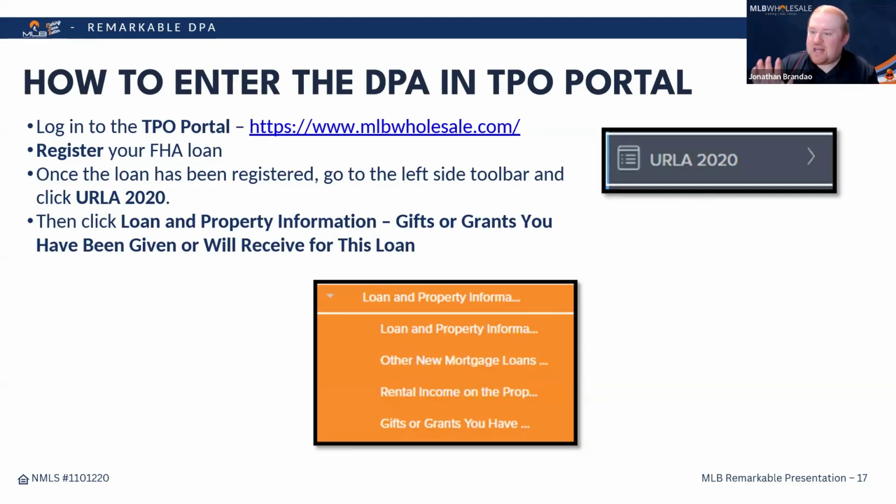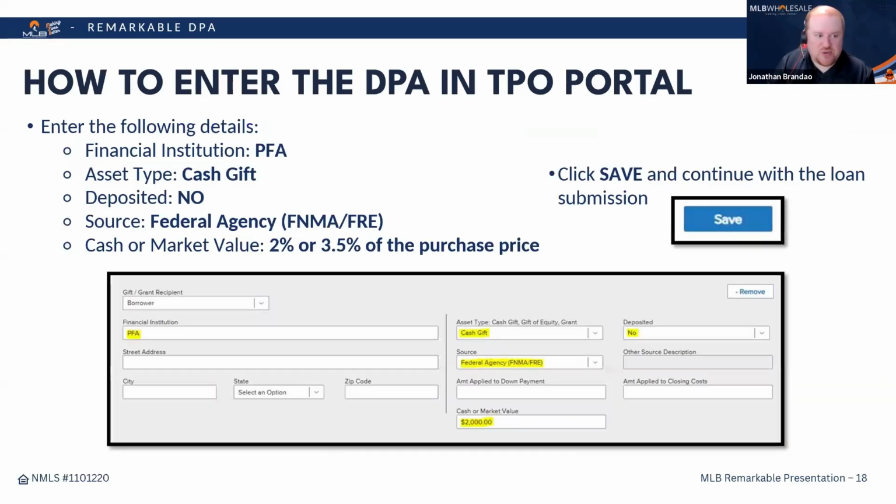But once you go ahead and actually upload it, you do need to go into your IRLA 2020, your 1003 basically. Then you're going to go to loan and property information. That's the gifts or grants you have been given or will receive section. Once you're in there, you're going to enter the details of the grant, so that when the AUS is run, it has that information correctly and gives you the right results.